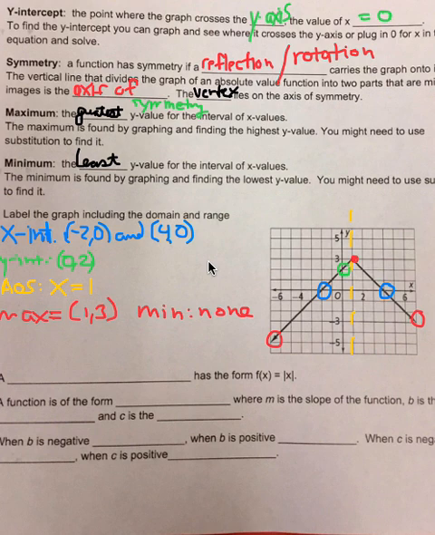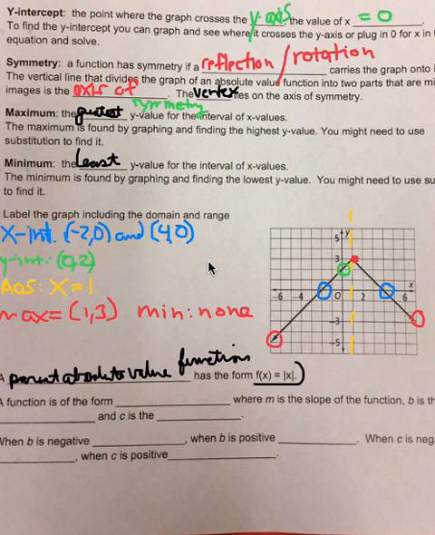So a few more things we need to know. We'll start talking about parent functions, and the parent absolute value function has the form f of x equals absolute value of x. So the parent function means there's no stretching, compressing, no shifts, no nothing. It's just the absolute value of x.